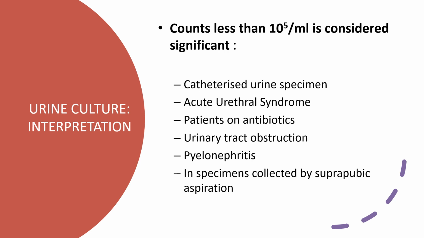Counts less than 10 raised to 5 are considered significant in catheterized specimens, acute urethral syndrome, patients on antibiotics, urinary tract obstruction, pyelonephritis, and specimens collected by suprapubic aspiration.